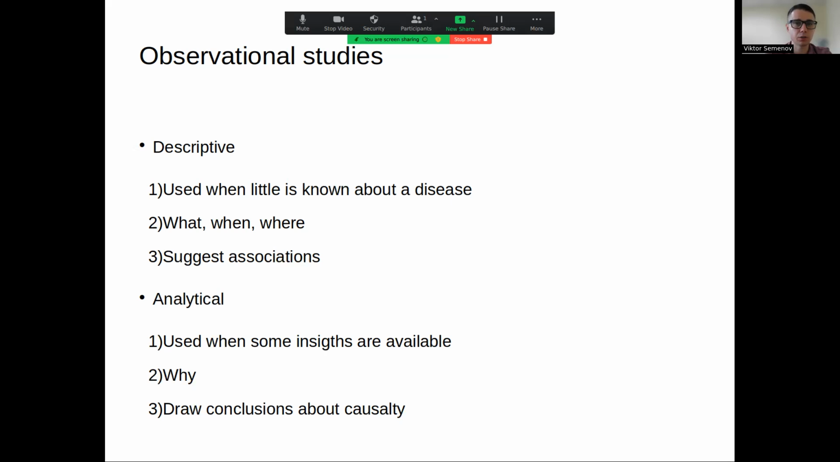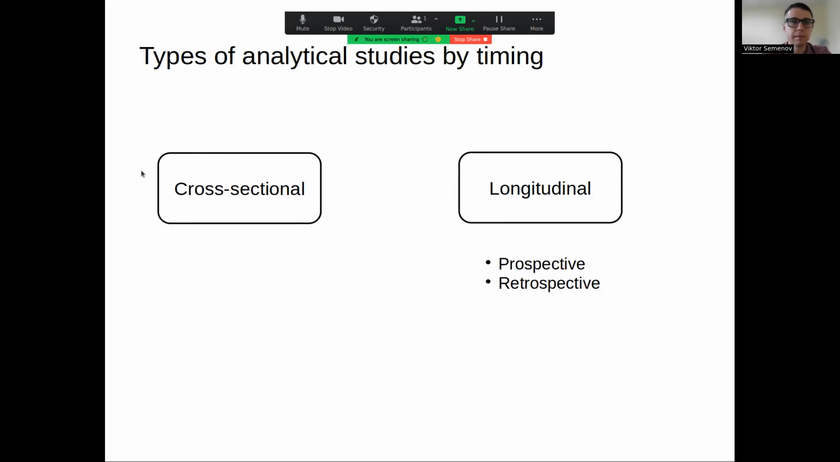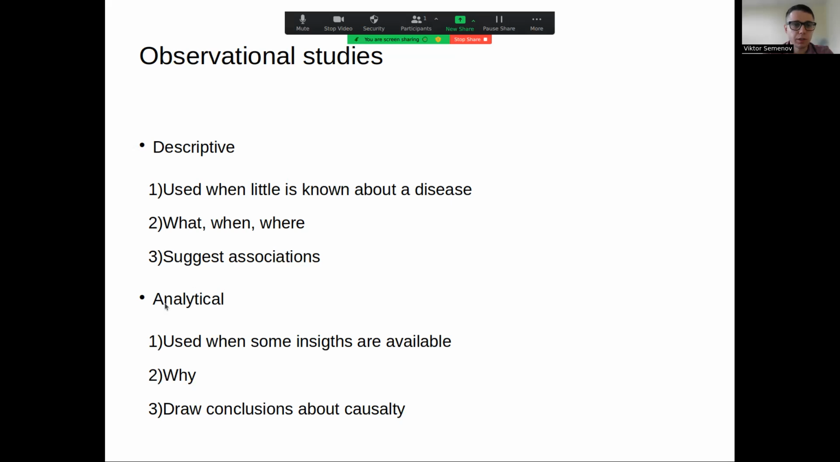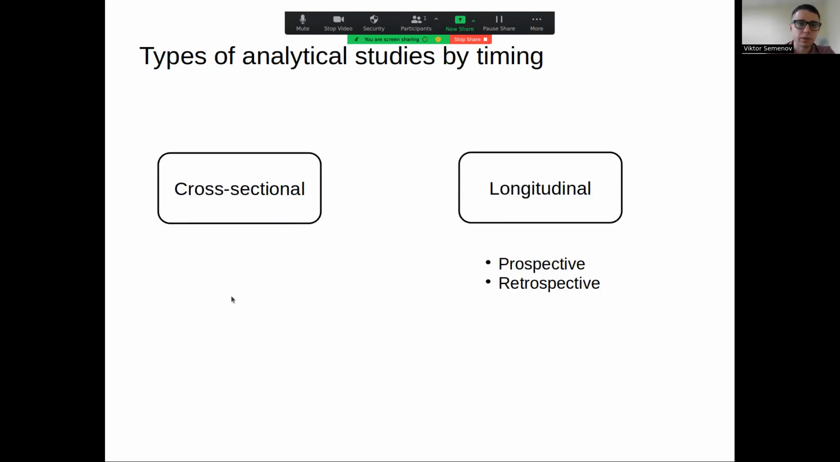But still, I would like to emphasize that both these types of studies are observational, which do not imply any manipulation of the study participants or the phenomenon which is being investigated. So we would like to dig a bit into analytical studies. Analytical studies can be divided by timing into a group of cross-sectional studies and longitudinal studies.